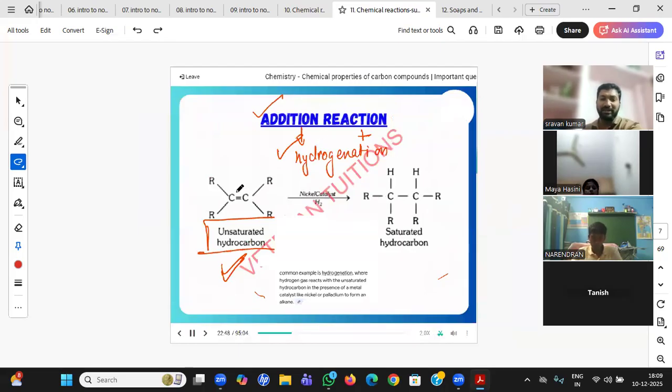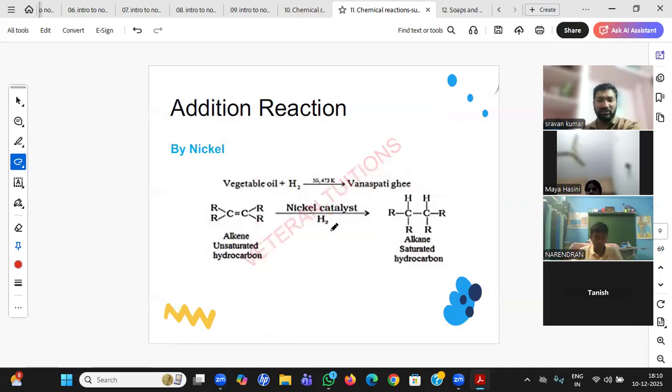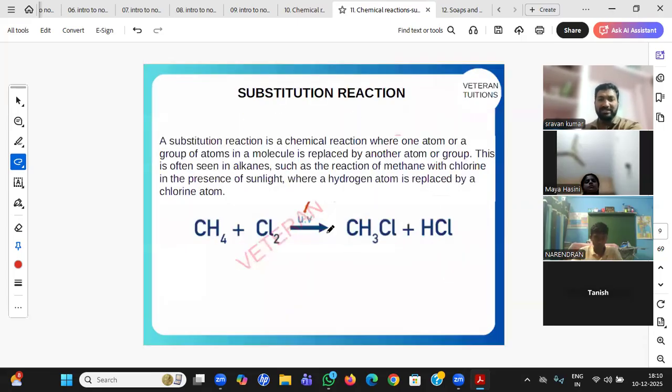Then we went to the addition reaction. Students, addition is nothing but going from unsaturated to saturated. You can see it's a double bond, then a single bond. You need to add some atoms, and the atoms may be anything. If you are adding hydrogen, H2, then it is nothing but hydrogenation. In addition reactions, hydrogenation is a subpart. If you add hydrogen, you will get a single bond. That's the hydrogenation reaction.